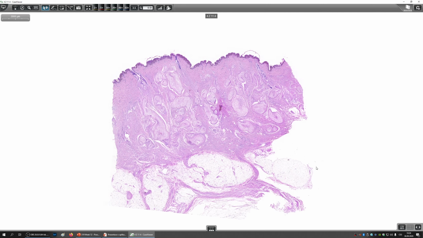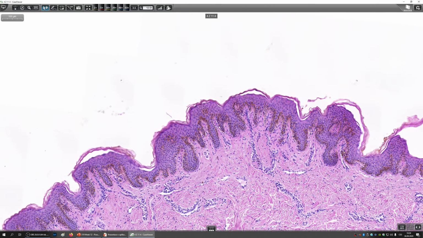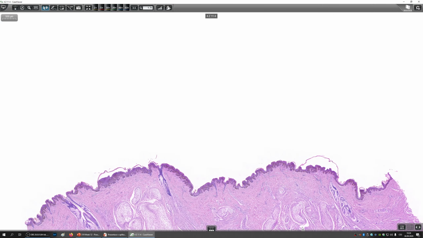Let's get to the slide. So here we have the epidermis. There's a bit of hyperpigmentation, probably induced by the tumor. So this was a brown and rough area.